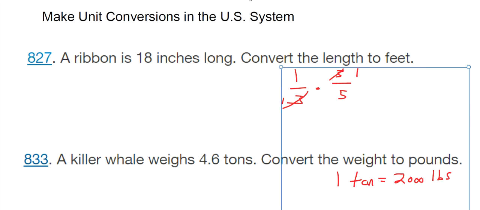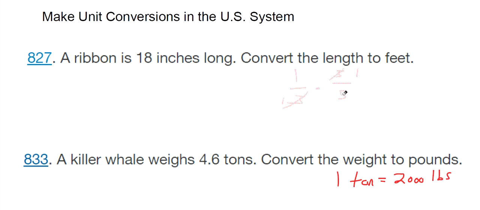And it's just a method that helps when things get really complicated. Helps you organize your thoughts when there's lots of conversions that have to happen. Okay, so 1 foot is 12 inches. And we're told there's a ribbon that's 18 inches long. So let's write out 18 inches with the abbreviation. We need to convert it to feet. So we're going to multiply it using our conversion factor over here.